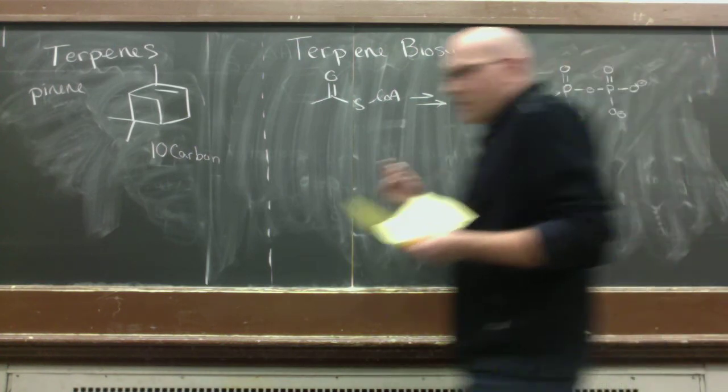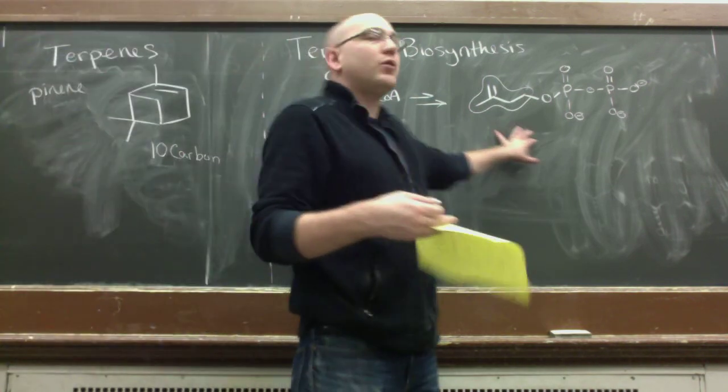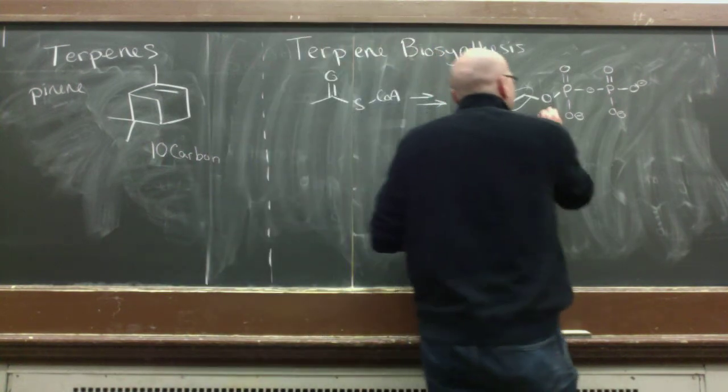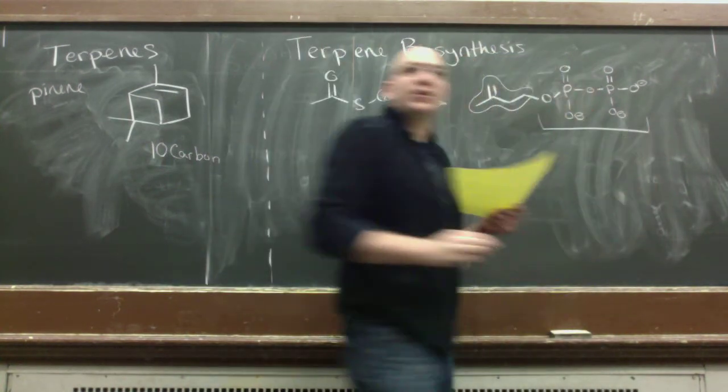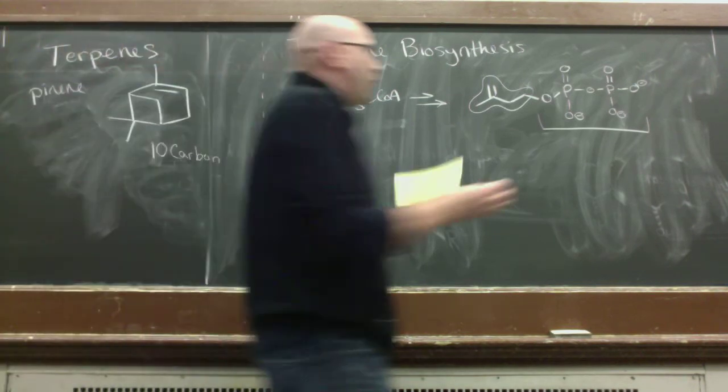So again, this is the sort of molecule, and formally the chemistry that I'm going to show you in terms of how these build up on one another is very similar to what you have seen in the past. This phosphate here is basically one of nature's leaving groups. We can sort of think about it that way.